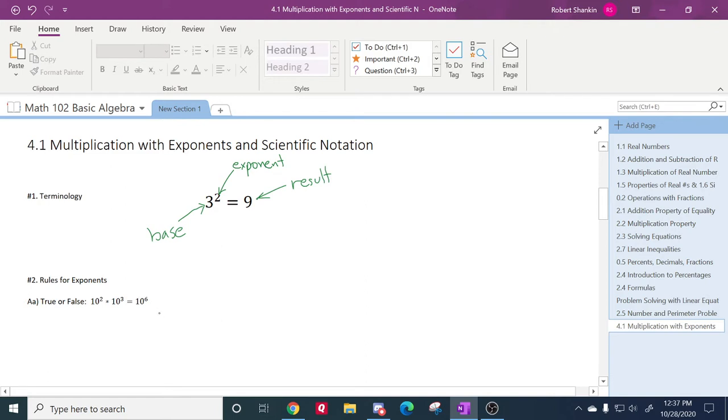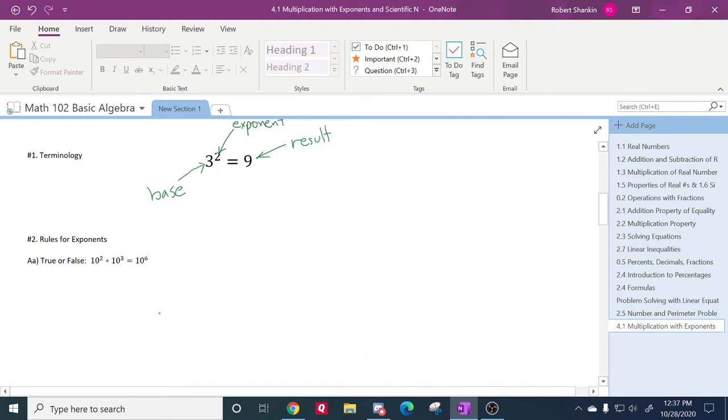True or false? 10 to the second times 10 to the third is equal to 10 to the sixth. Let me just check before we go into groups on this. Go into your group chat, type in hi. Let's just check. Group leader, make sure the spokesman for the day knows who they are.